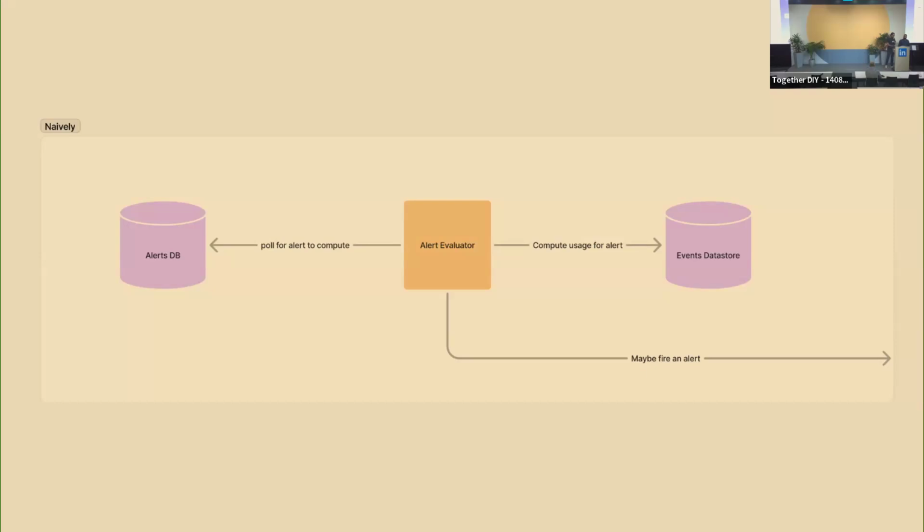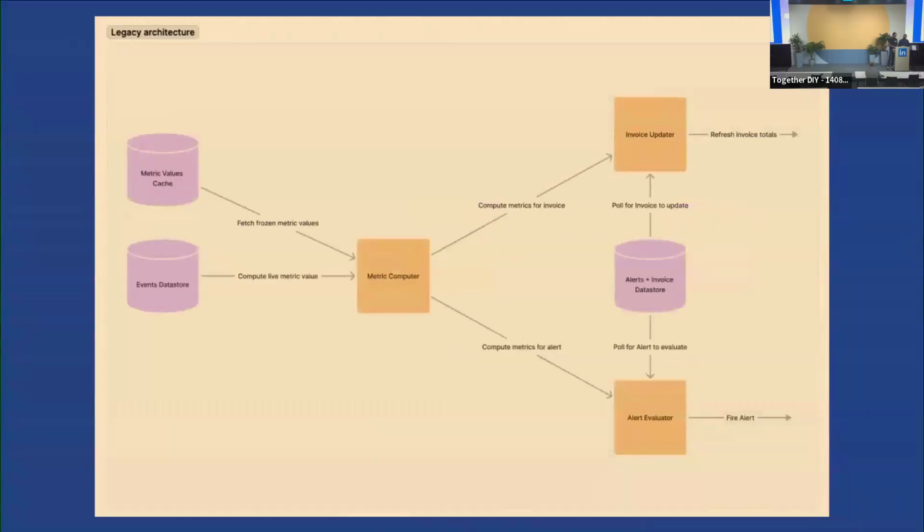Cool. That's exactly what we did, and we put that in the context of our whole system, and it looks a little bit more complicated now. But the main pieces to note are on the right side. We have some services that all rely on usage. We have an invoice updater whose main responsibility is to periodically go in and refresh these invoice totals. It'll pull off of the invoice table, make a request to our metric computation service, which will compute these metric values, and then go and populate some cache. The alert evaluation service will do roughly the same, but instead of populating the cache, it will determine whether or not there's an alert to fire.